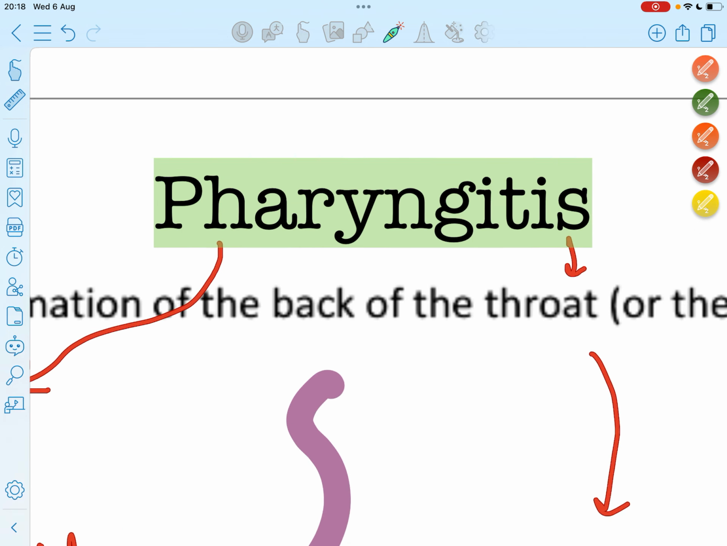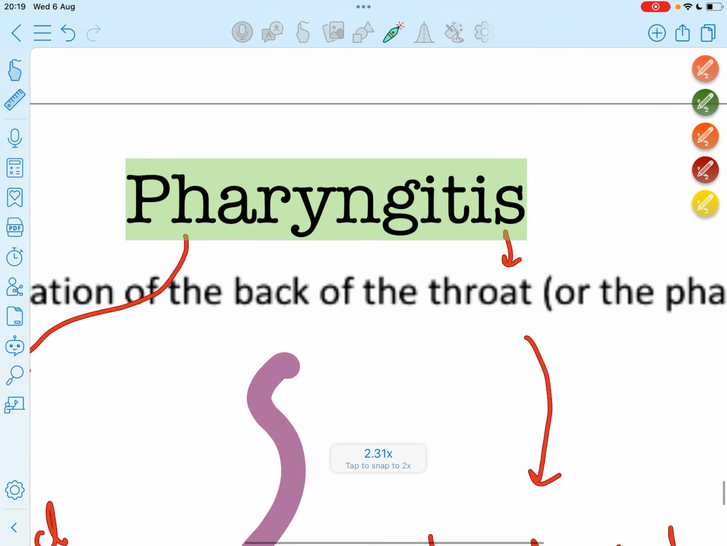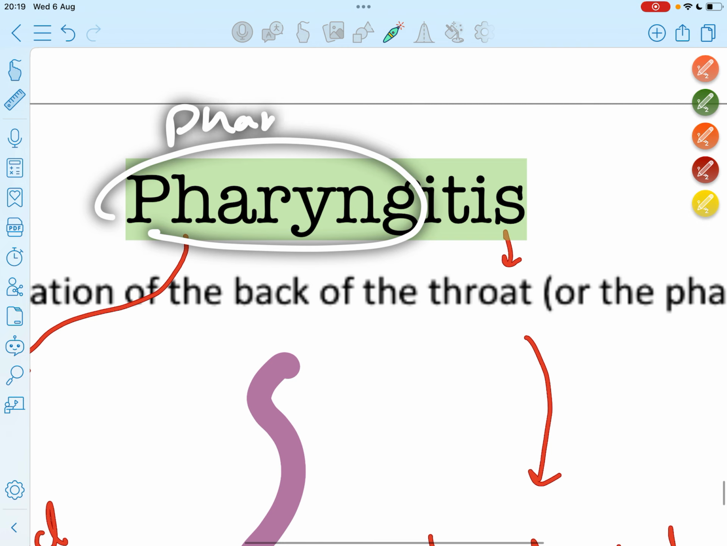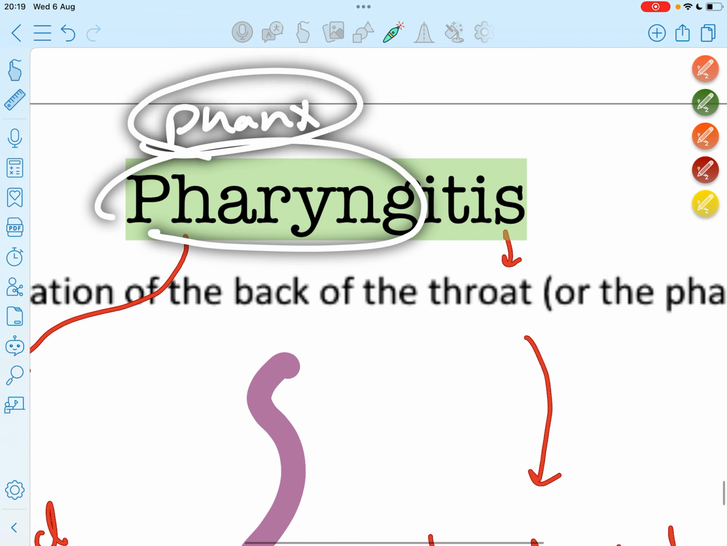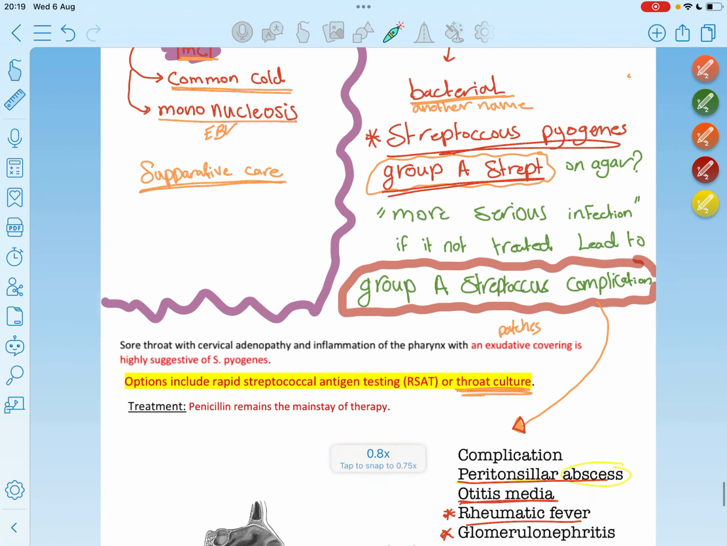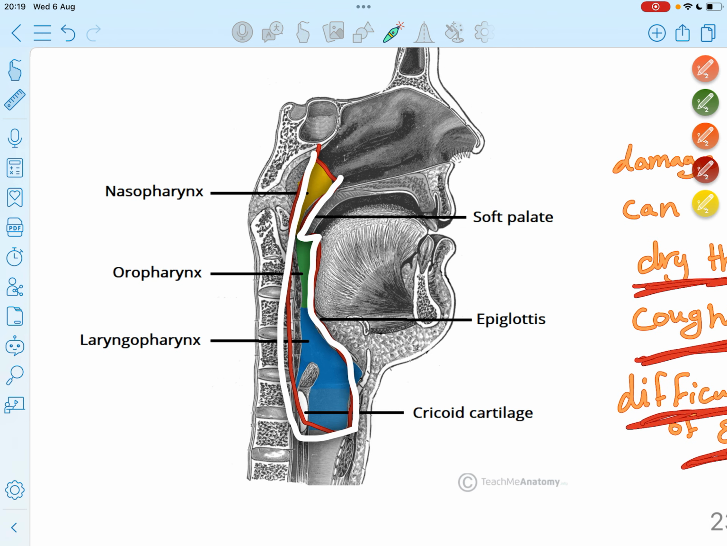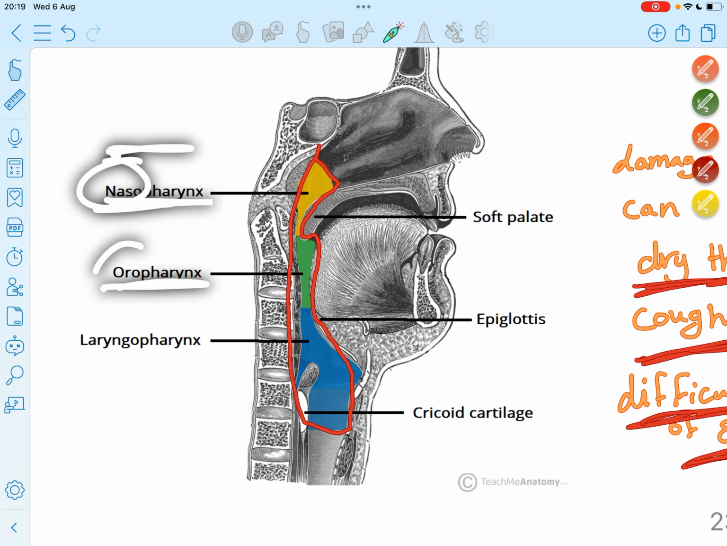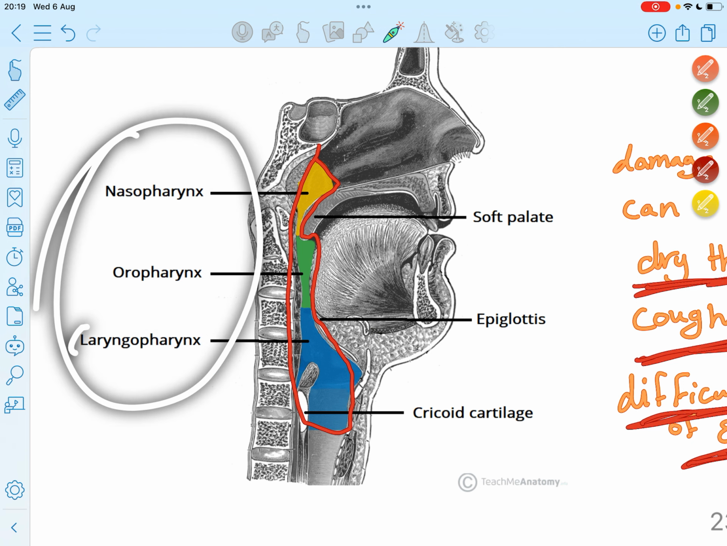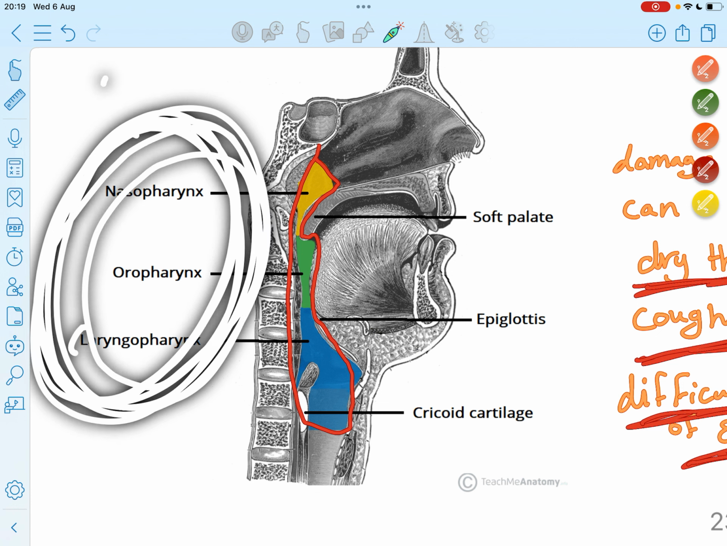Pharyngitis, let's look at this word. Itis means inflammation, and pharynx means the pharynx. It's an anatomical site in our body. Here is the pharynx, and it's divided into 3 subgroups: nasopharynx in the nasal, oropharynx in the oral, and laryngopharynx in the laryngeal. So this is the pharynx, and pharyngitis means inflammation of the mucosa of the pharynx.